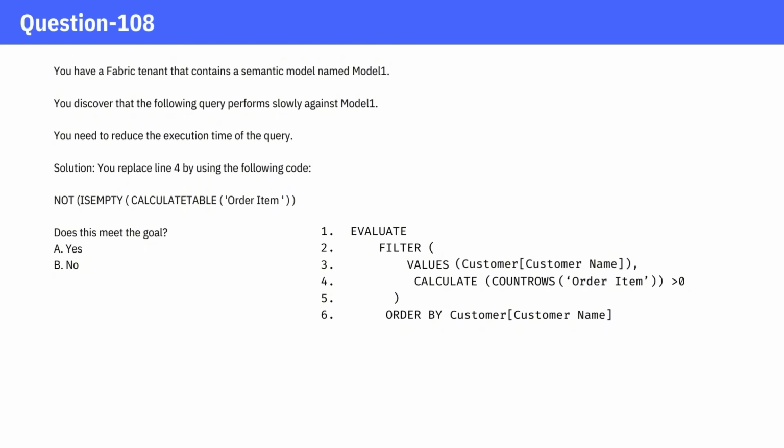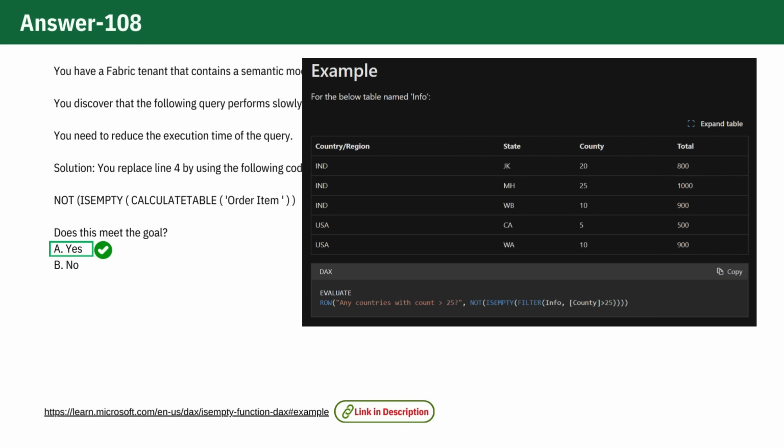The correct answer is yes. Using NOT ISEMPTY(CALCULATETABLE('Order Item')) effectively filters out customers with no related order item rows. This approach is efficient because it directly checks if there are any related rows in the order item table and returns true only if related rows exist. This meets the goal of reducing the query's execution time by simplifying the condition, making the query more efficient.